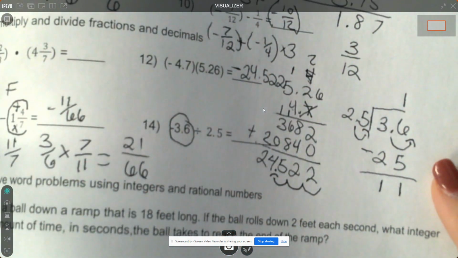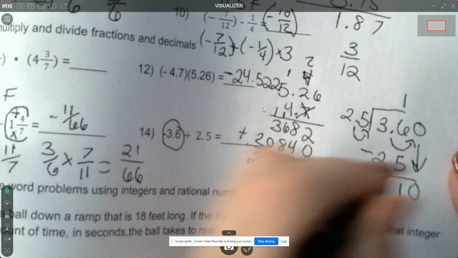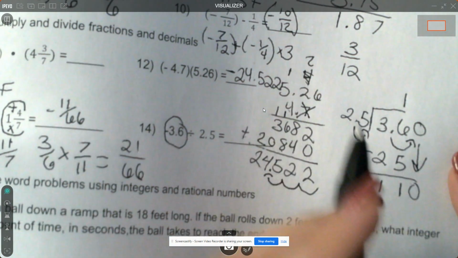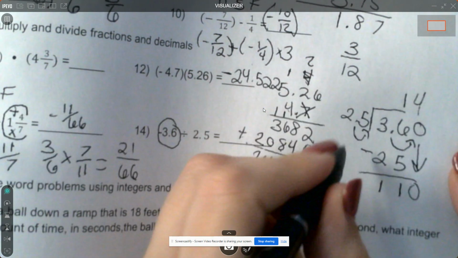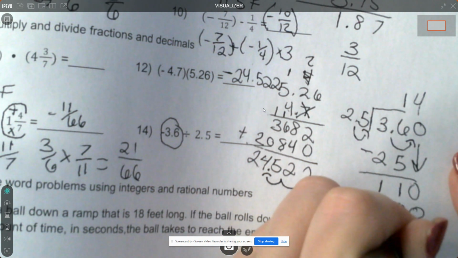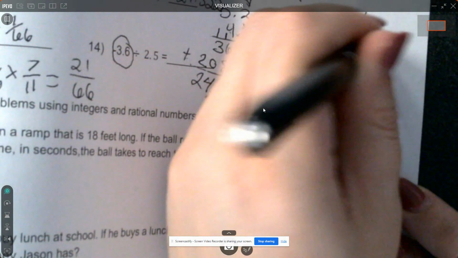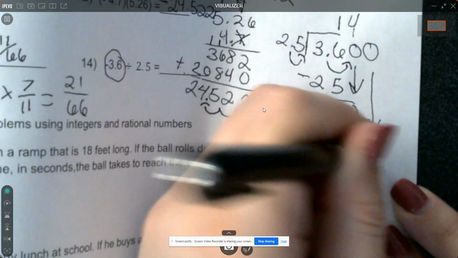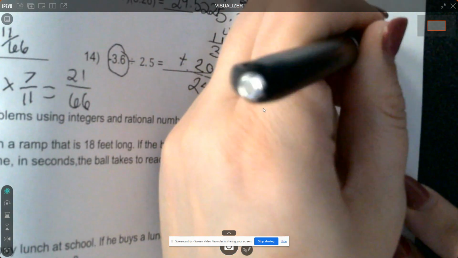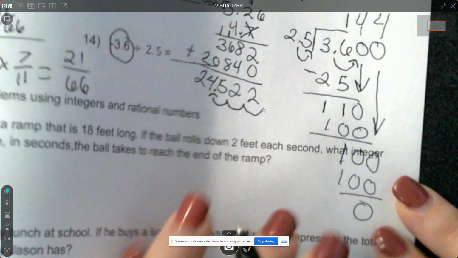What can I do next? I can add a 0. 25 goes into 110 4 times. When you subtract, you have 10 left over. I'm going to add another 0, and 25 goes into 100 4 times again. Finally, I have 0 left over.